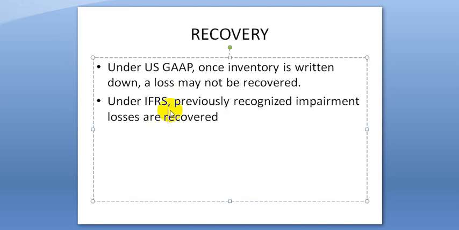Under US GAAP, once inventory is written down, a loss may not be recovered. Under IFRS, previously recognized impairment losses are recovered. We can recover whatever we wrote down in the previous years.